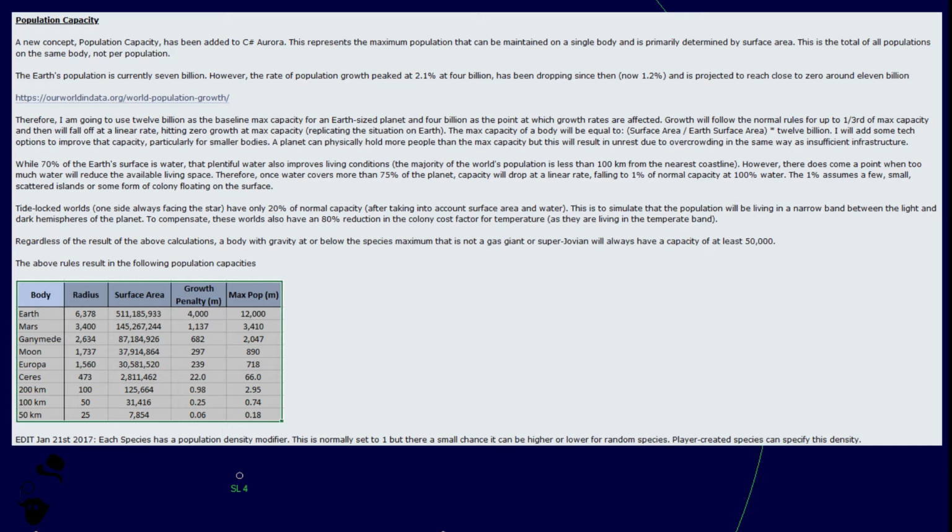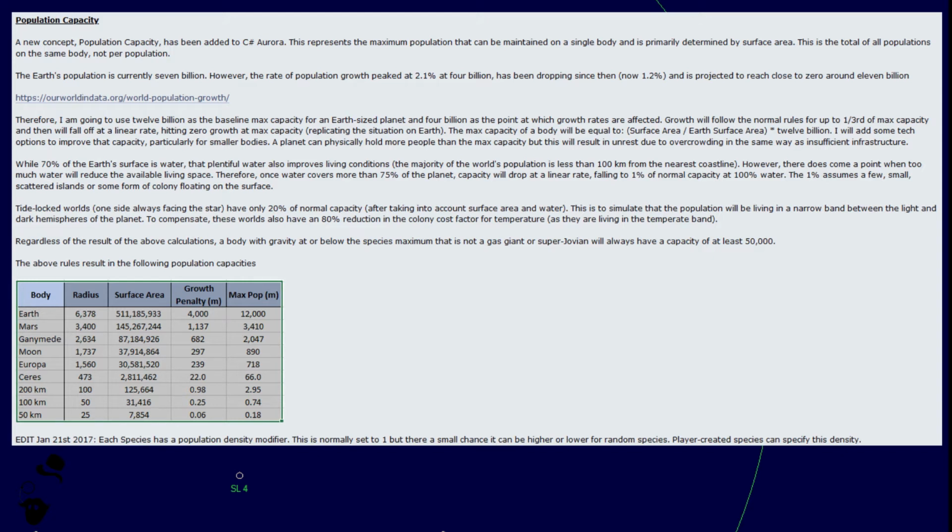Growth will follow the normal rules for up to 1/3 of max capacity and then will fall off at a linear rate, hitting zero growth at max capacity, replicating the situation on Earth. The max capacity of a body will be equal to surface area divided by Earth surface area times 12 billion. Fairly straightforward there. There will also be some tech options to improve that capacity, particularly for smaller bodies. A planet can physically hold more people than the max capacity, but this will result in unrest due to overcrowding, in the same way as insufficient infrastructure.